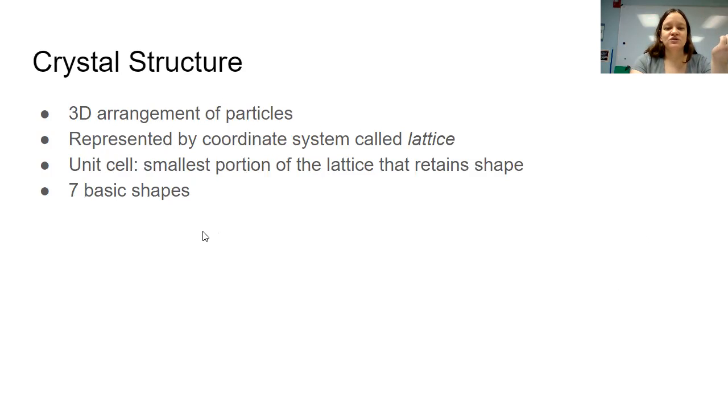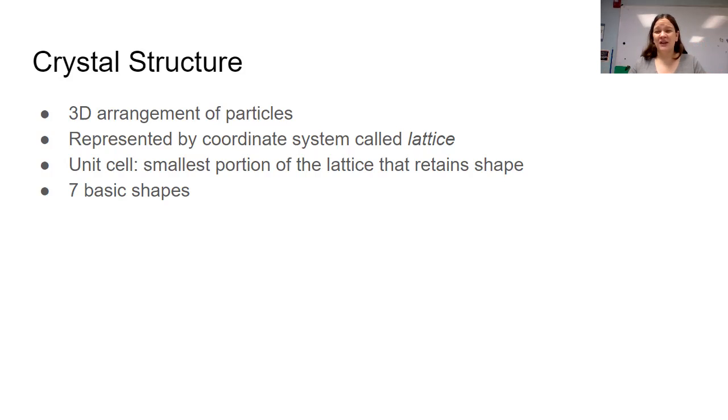All right, let's come back to this idea of crystal structure. So the crystal structure is the 3D arrangement of the particles. And we can describe either the lattice or the unit cell. So the lattice is like a coordinate system that's showing where all the particles are at. I don't have a picture of this, but your book kind of does. And then the smallest portion of that lattice that still maintains the overall shape is called the unit cell.